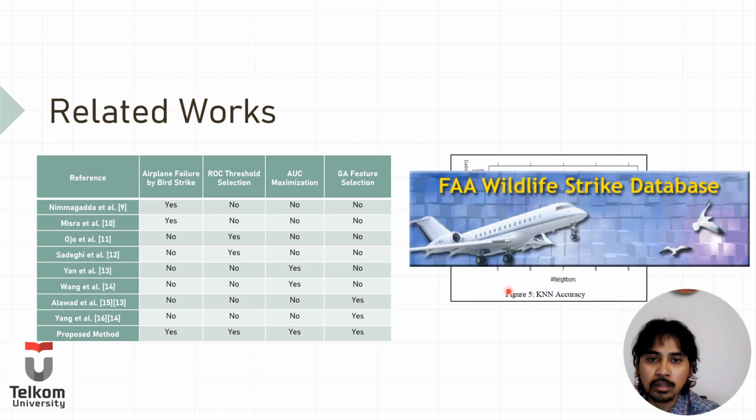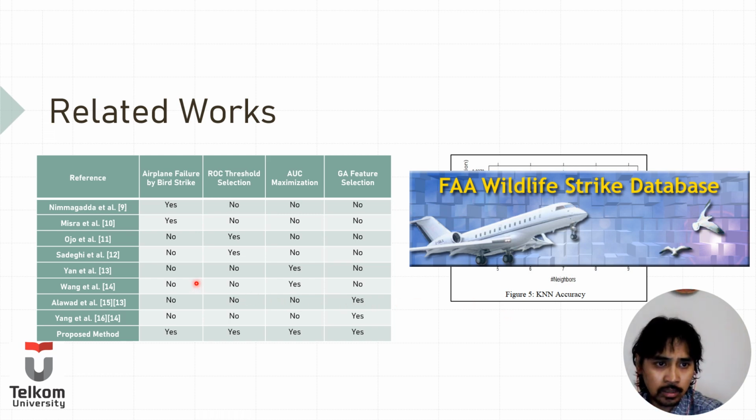And then Misra also used the FAA Wildlife Strike database, and it compared random forest and logistic regression and XGBoost and SVM and ANN and KNN and found that random forest was the best of all of them. However, Misra and Nimagada, although they used the FAA Wildlife Strike database, they did not point out that there was an imbalance problem in the dataset.